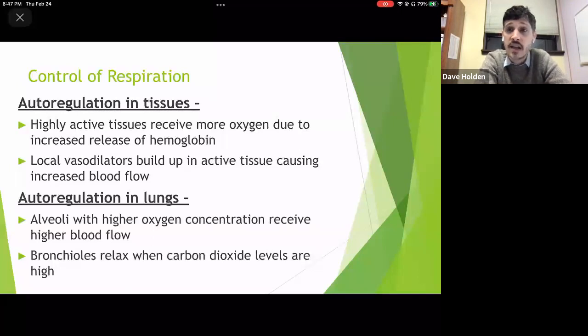We also have autoregulation in the lungs. The alveoli, with their higher oxygen concentration, receive higher blood flow. Bronchioles will relax when carbon dioxide levels are high. These are automatic processes. We don't have to do anything. The body just handles these things, making sure that our respiration rate, the oxygen amounts, tidal volume, all that stuff stays within normal parameters.